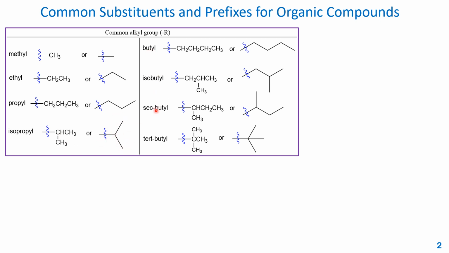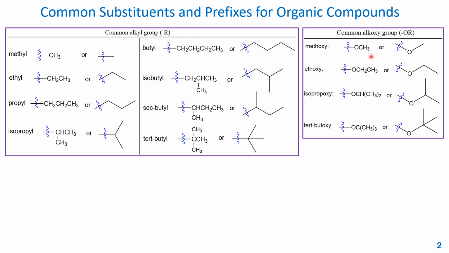Butyl, there are 4 different butyls. This is normal butyl, just linear without branches, and that's the skeletal structure here. Isobutyl, you have an isopropyl group but with 1 more carbon, so that's isobutyl. Secondary butyl, and that connection is from the secondary carbon of this butyl group. And tert-butyl, that means the connection is from the tertiary carbon here. So those are the different connections. That's just the very common alkyl groups.